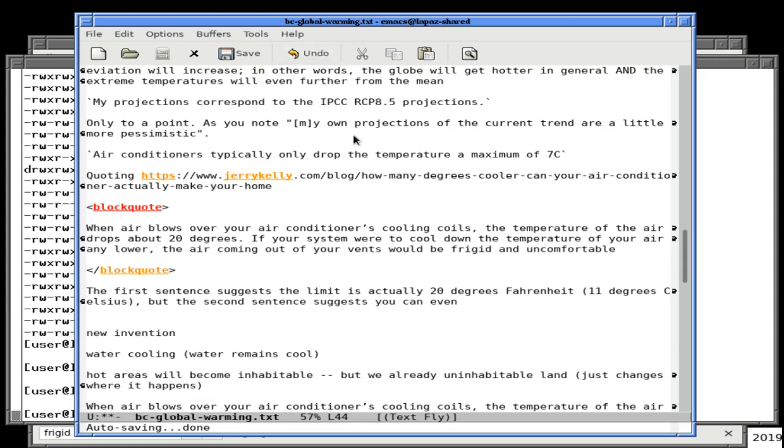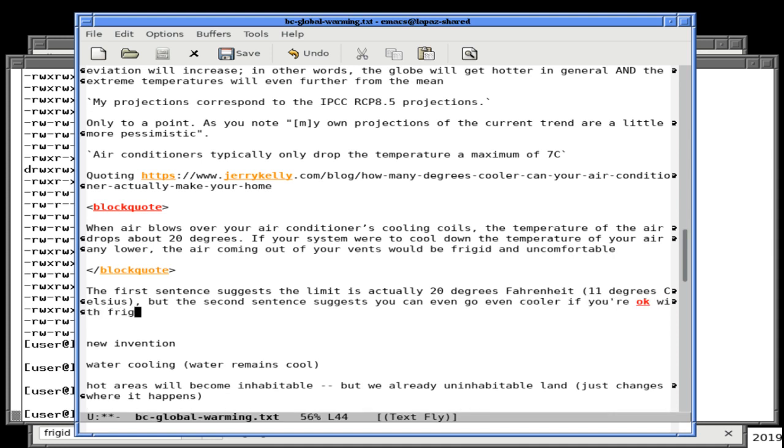Okay, but the second suggests you can go even cooler if you're okay with frigid vent air. And I could make some sort of snarky comment like, just don't stand near the frickin' vent, moron. That would be very rude and it would probably break Stack Exchange's policy. We'll just leave it like that.